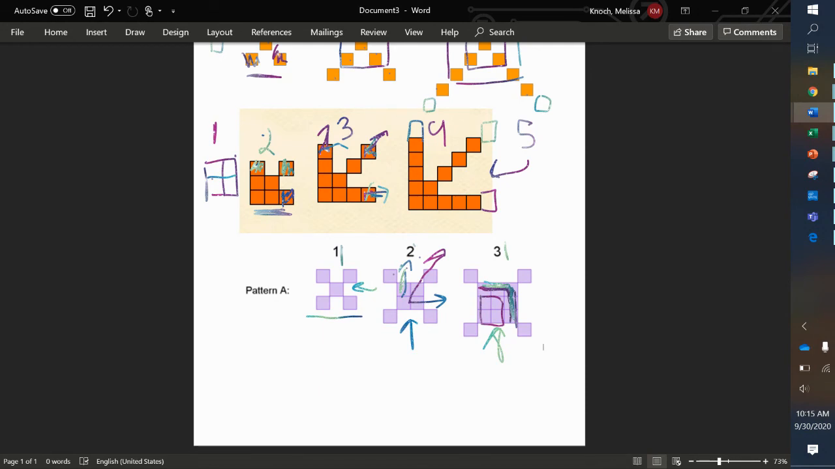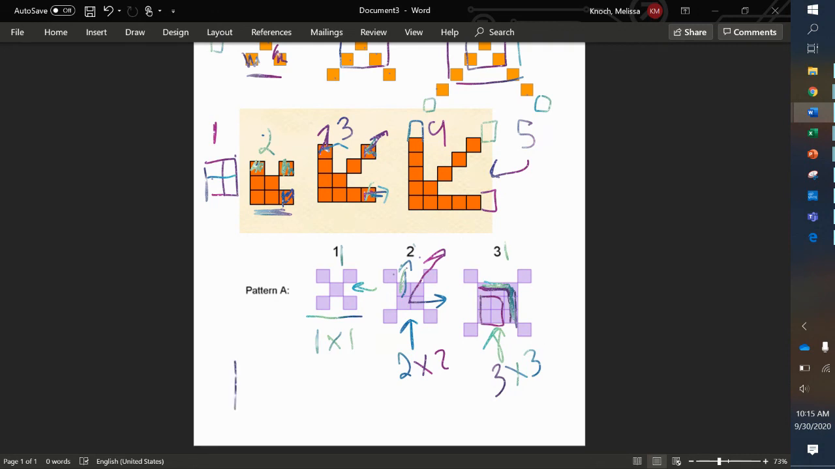Okay, are you back? Have you figured it out? If this is a 1 by 1, and this is a 2 by 2, and this is a 3 by 3, then what should my figure 4 be? That's a good question, isn't it? If you said that my figure 4 should be a 4 by 4, you are correct.